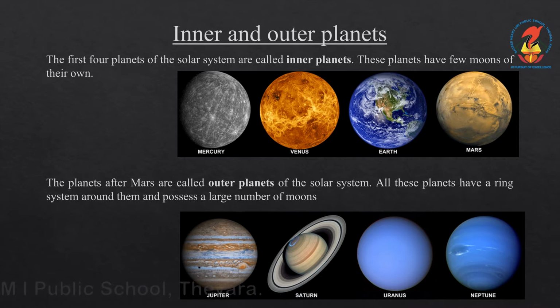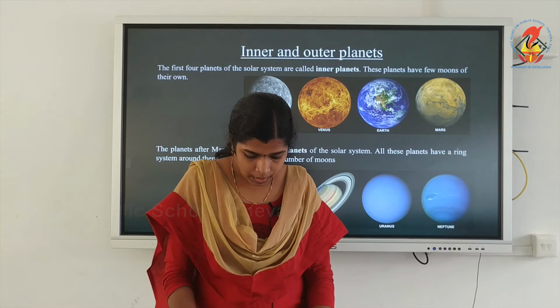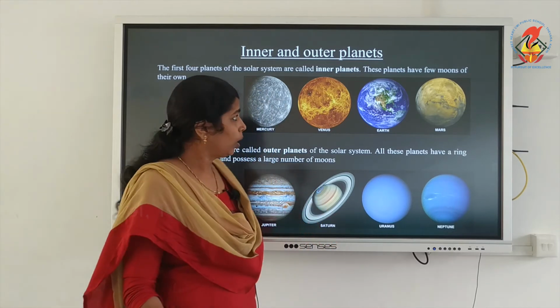Inner planets means the first 4 planets of the solar system, which are very close to the sun. They are known as inner planets. They have very few moons. Then the planets after Mars are called outer planets of the solar system. All these planets have a ring system around them and possess a large number of moons. That's about inner planets and outer planets.